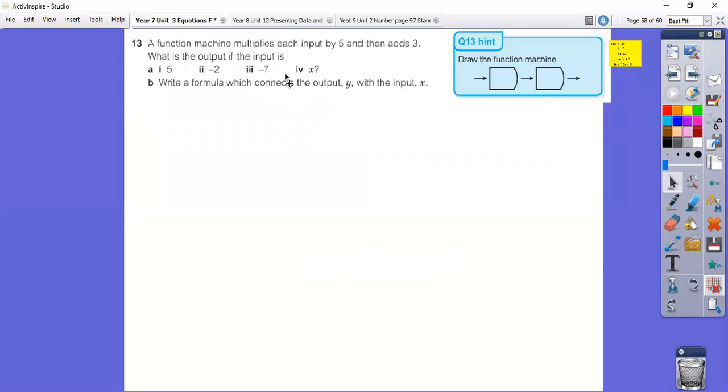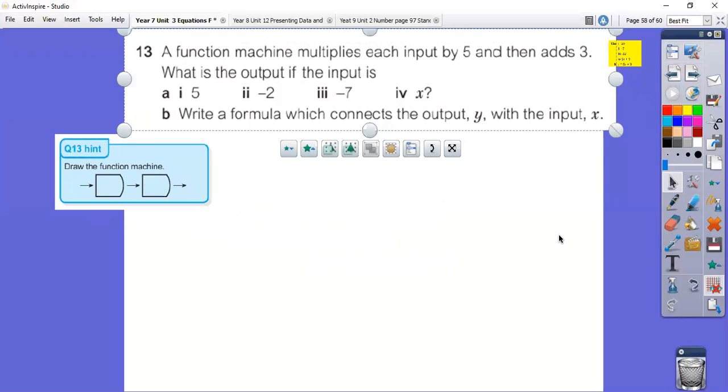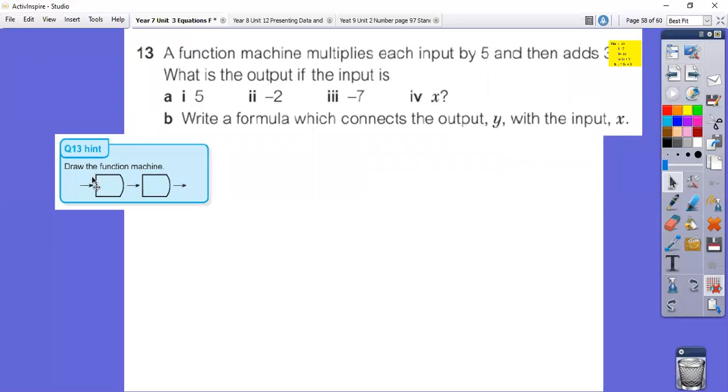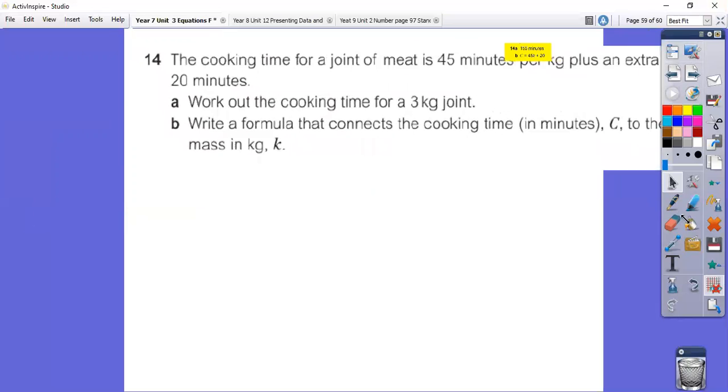12. And this is question 13. So again, it gives you the hint how to do the function machine. Question 14.